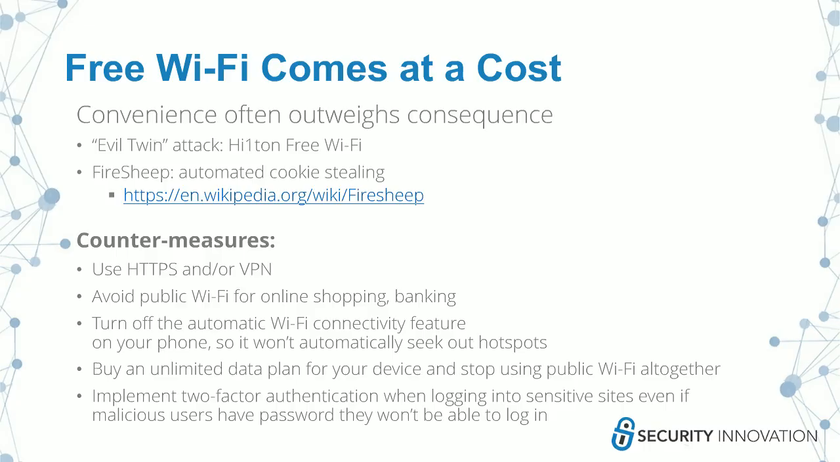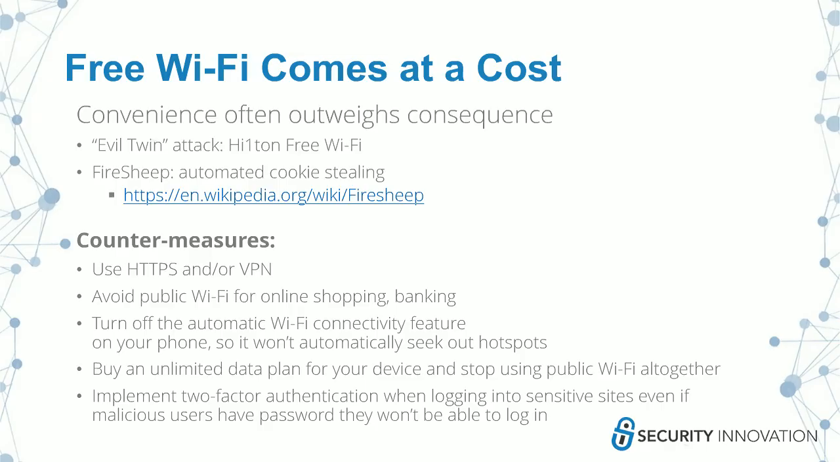Some of the countermeasures you can use, right? If you have to use the free Wi-Fi, use an encrypted session, HTTPS, or even better, use a VPN. Avoid public Wi-Fi for doing important things, or anytime your important information is exchanged, right? As I mentioned, if you're reading the news, maybe not that important. If you're doing shopping or banking, don't use public Wi-Fi for that.